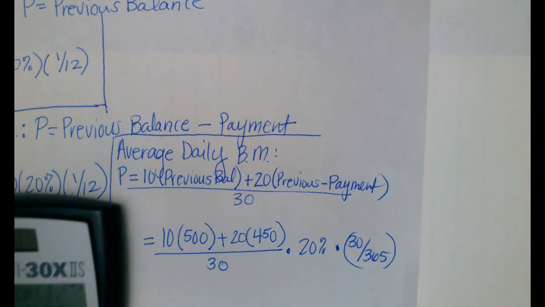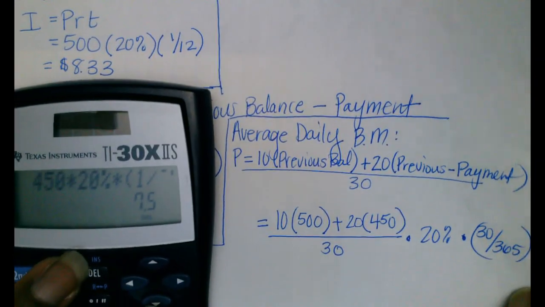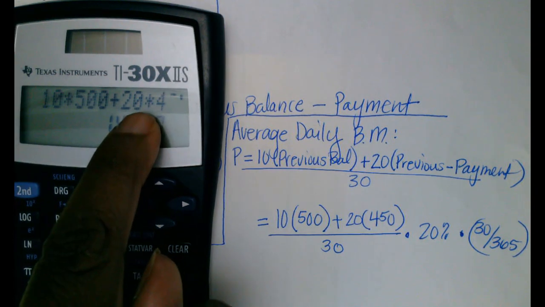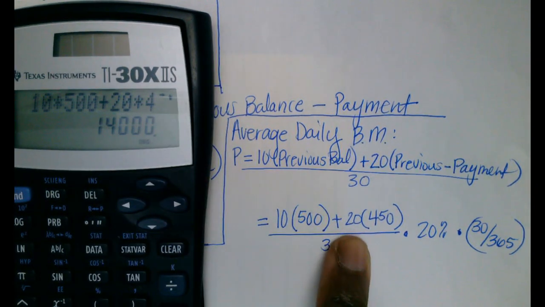Let's put this in the calculator. This is the hard part. This is probably what's getting a lot of you all. So let me slow down, pause, shake off all your doubt. And let's get this. All right, so 10 times 500 plus 20 times 450. And I'm going to hit enter. Ten times 500 plus 20 times 450. You can put in parentheses like I do here. I forgot.